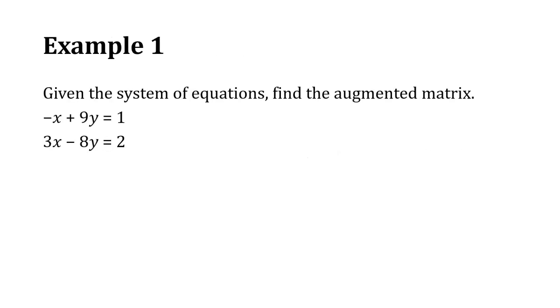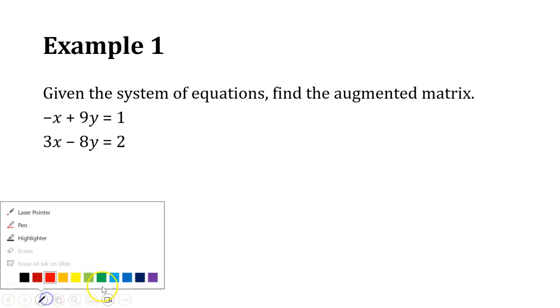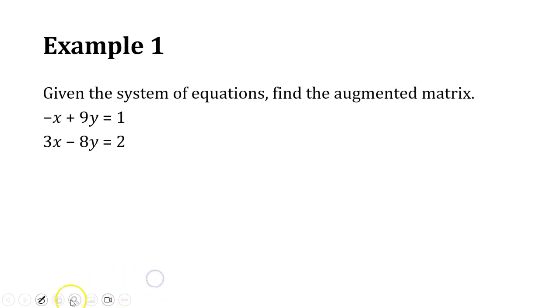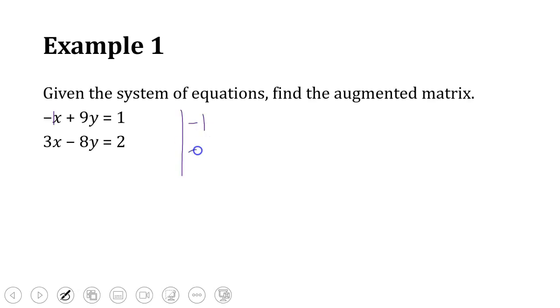So given the system of equations, find the matrix. We're not solving anything, we're just setting it up. All right, so we need to take the coefficients in front of the variables. This first one, negative x, there's really what in front of there? A -1. So I'm going to set my matrix up, and then what's our first coefficient in front of that x? -1. What's below it? The second x? 3. So this first column is your x column.